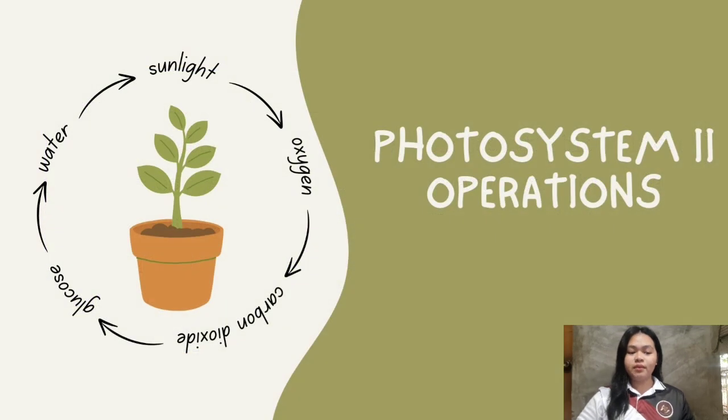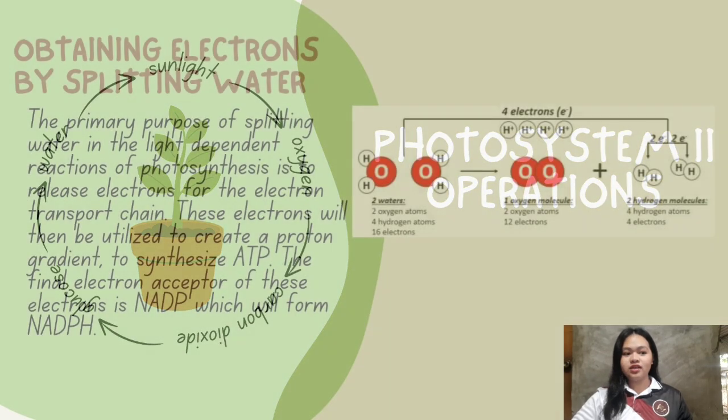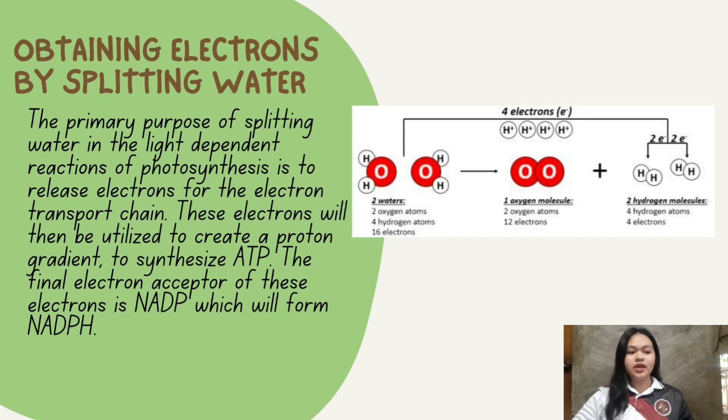Now that we are done with the terminologies that we are going to use in this discussion, let's start the discussion. The first topic is photosystem 2 operations, wherein the first operation is obtaining electrons by splitting water. The primary purpose of splitting water in the light-dependent reactions of photosynthesis is to release electrons for the electron transport chain. These electrons will then be utilized to create a proton gradient to synthesize ATP. The final electron acceptor of these electrons is NADP, which will form NADPH.